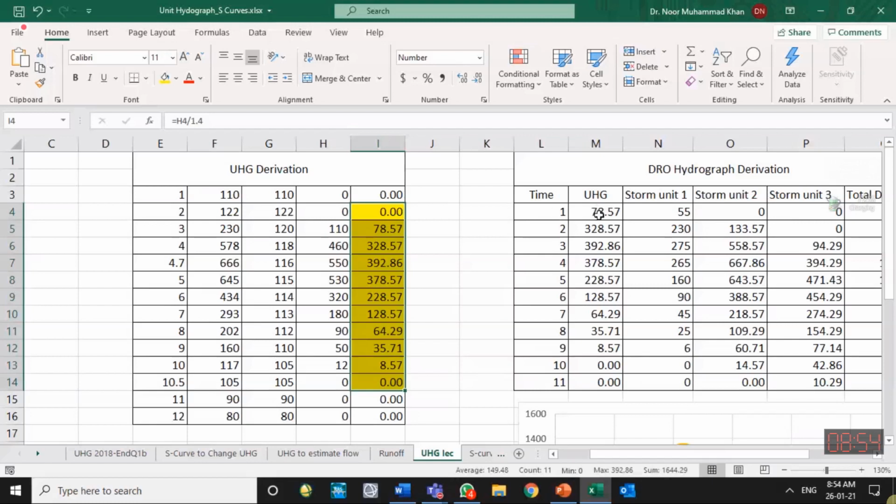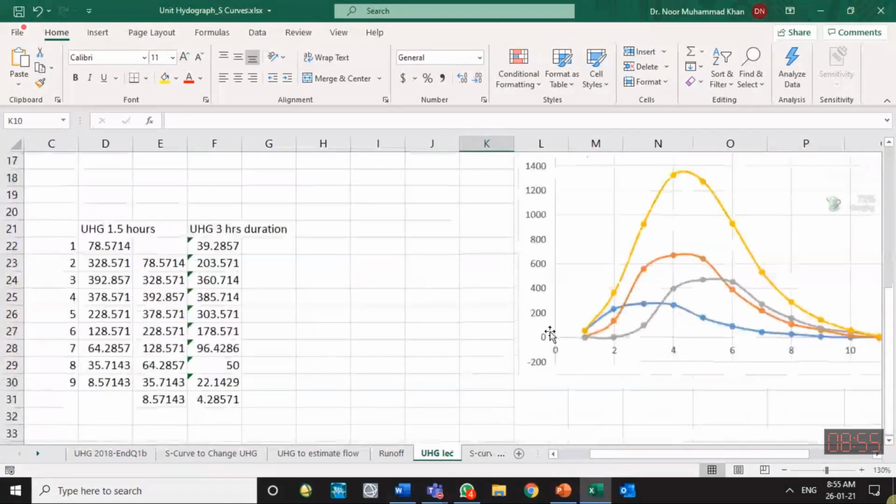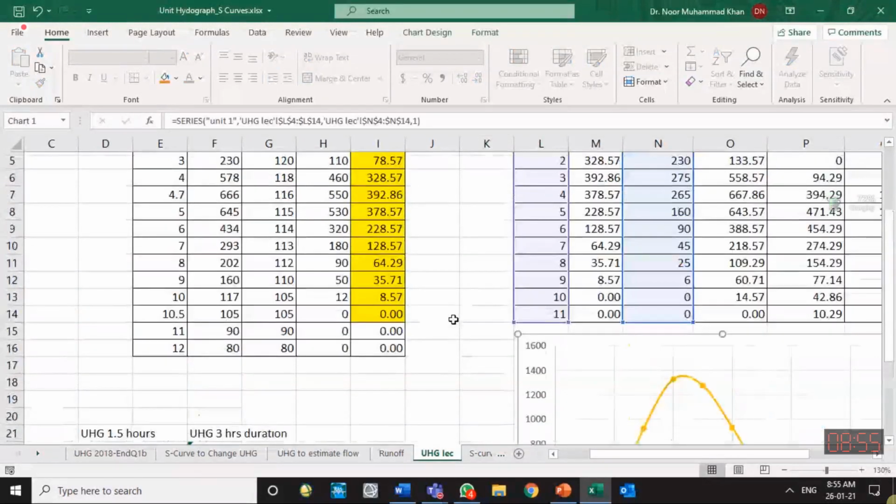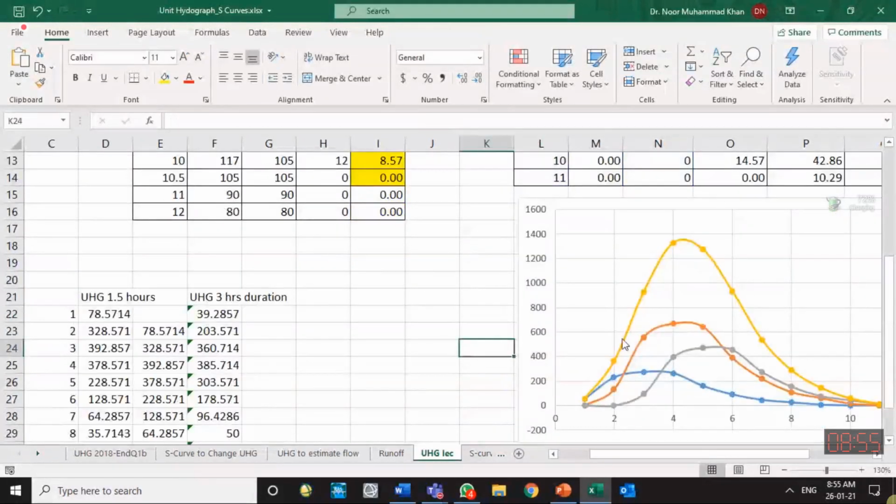So that is the outcome of this unit hydrograph. Now this unit hydrograph is written over here. At the 0 time, it had 0. At the first hour, it has 78 Q6 discharge, 328, and so on. So it can be drawn over here. For example, I think this one. What is this?